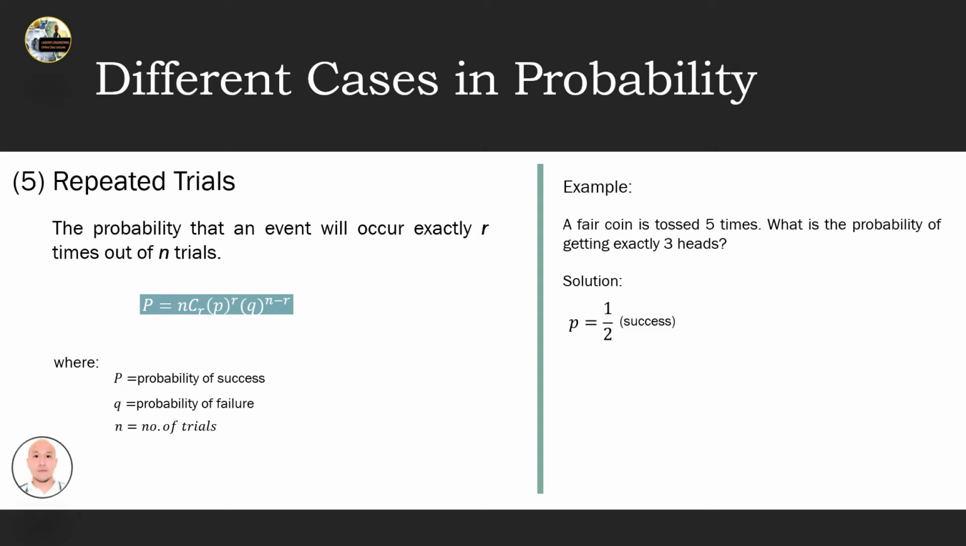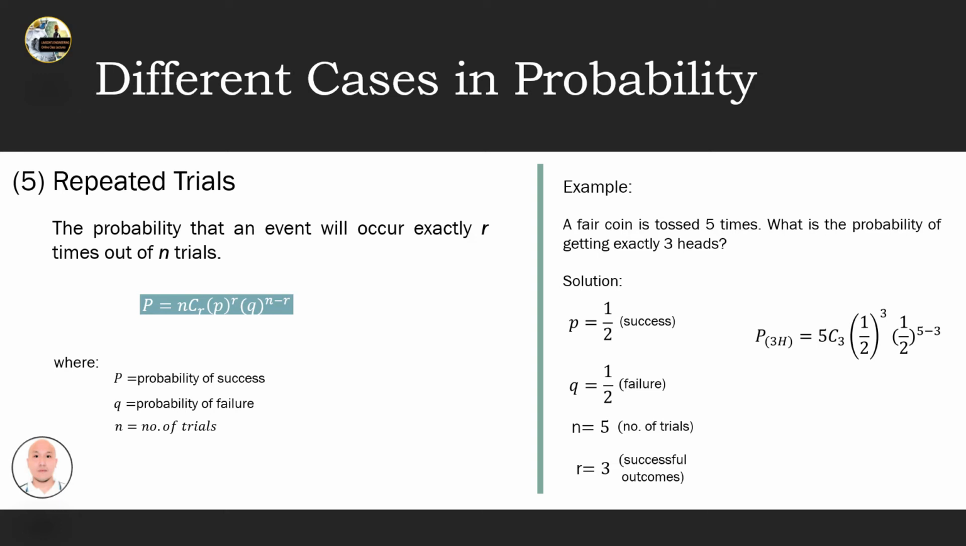Solution: p is equal to 1/2. So this is a 50% chance of success that it will be heads or tails. Then q is 1/2, so the failure is also 1/2, which could be head or it could be tail. The number of trials n is 5, and r is equal to 3. We have to find the probability of getting exactly 3 heads, so these are the successful outcomes. So P is equal to 5C3 times, giving the data.